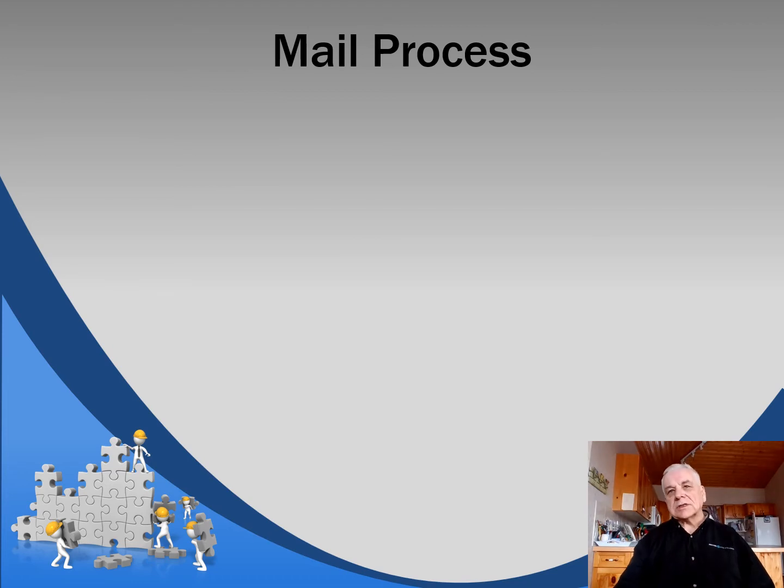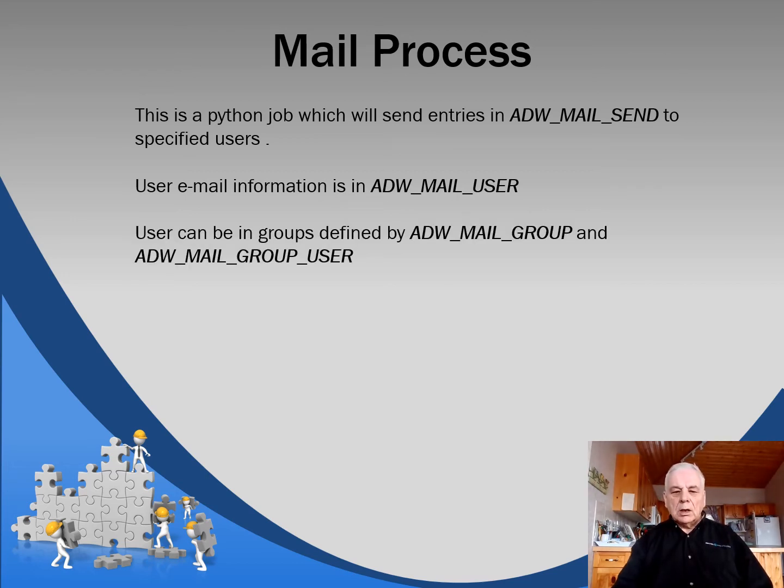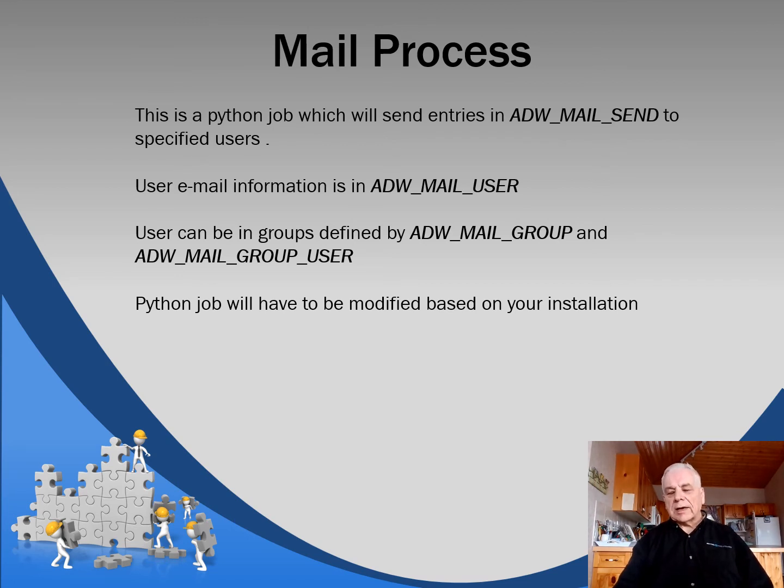The other thing is a mailing process. This one is going to be unique to each of your implementations, even if you implement it locally on your machine. This is a Python job which sends AW mail. So AW notify would actually make entries into the AW mail send, and then you need to build a process to mail. I provided you with a sample of a Python job that does that, but you're going to have to set up your own authentications and your own certifications for it. You define users by groups and mails, and again, I'll give you how this mailing process works in more detail. Again, it's based on a Python job, and you'll have to modify it based upon your installation.